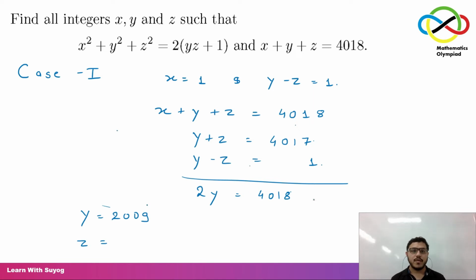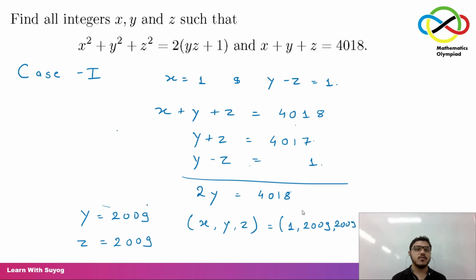So y plus z is equal to 4017 and y minus z is 1. When we solve, we get y equal to 2009 and z equal to 2008. So x, y, z is equal to 1, 2009, 2008. This is what we get for x, y and z.